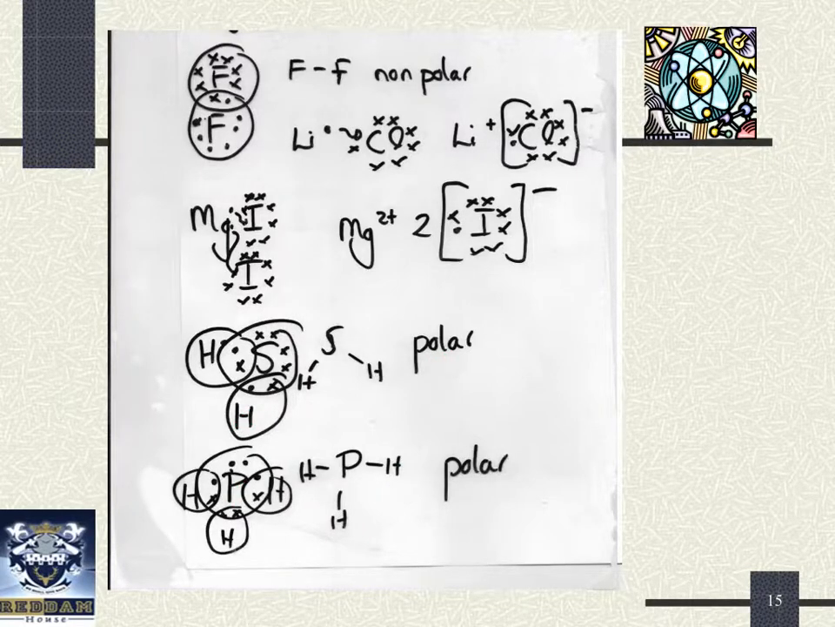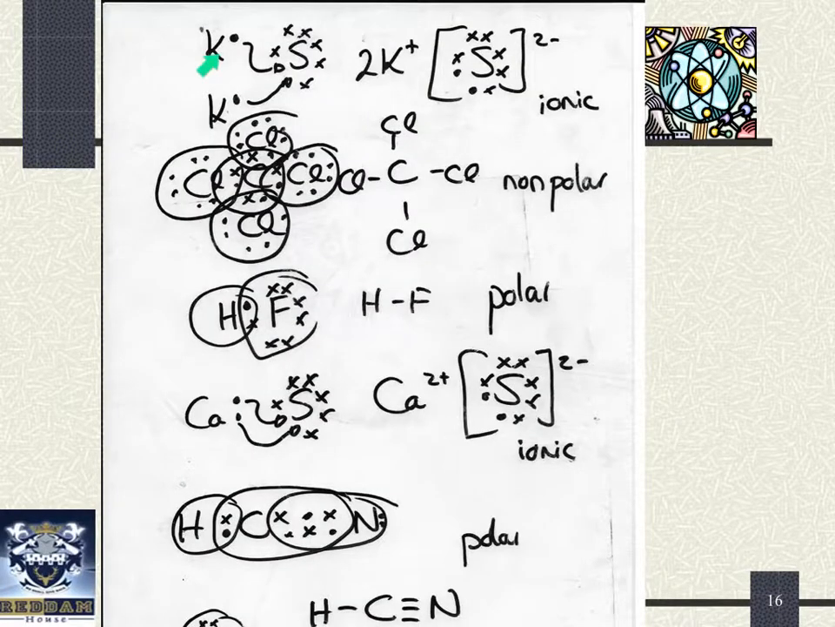Phosphorus and hydrogen, you'll notice, by the way, sulfur is in the same group as oxygen. This looks a lot like water. Phosphorus is in the same group as nitrogen. This looks a lot like ammonia or NH3. Both are polar molecules. Potassium, metal, transfers its electron to sulfur. Carbon tetrachloride here looks a lot like methane or CH4.